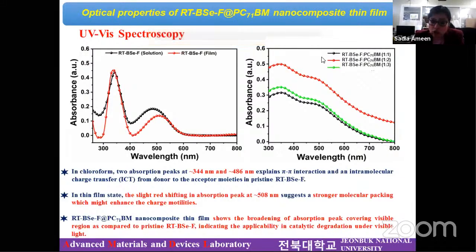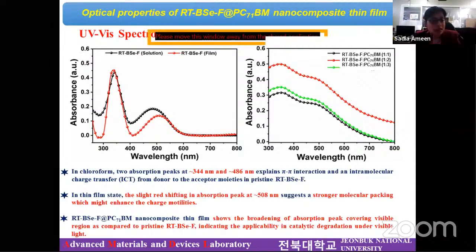And if you have a look here at the composite thin films, we have seen that the absorption has occurred mainly in the visible region, which is one of the most promising things because it assures us that it is capable enough of exhibiting the catalytic degradation under the visible light region.